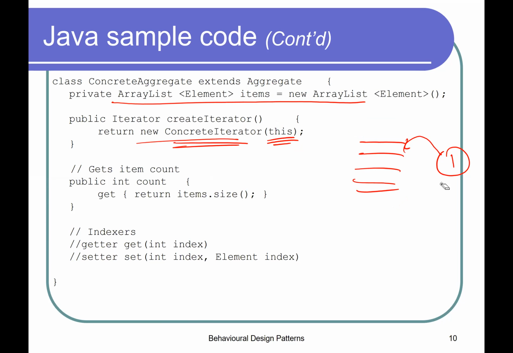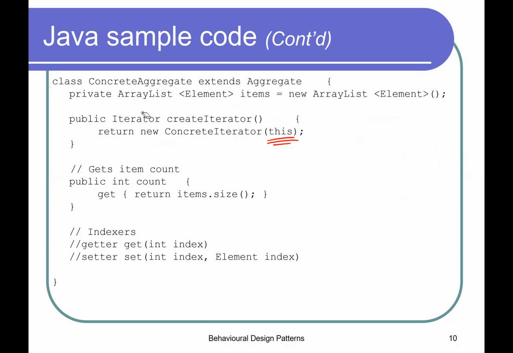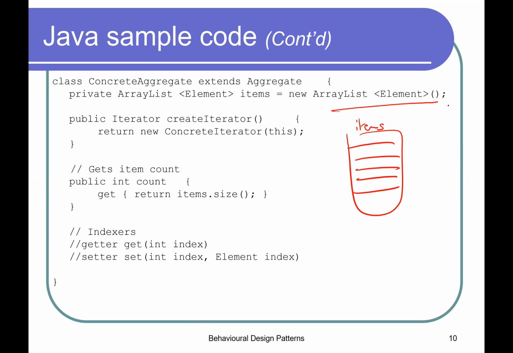So again, let's repeat this over here. The concrete aggregate comes in. First thing it says, I'm going to have an array. One of my elements is an array, and this is my array. It's called items. And then this is my concrete aggregate, and then it produces an iterator.